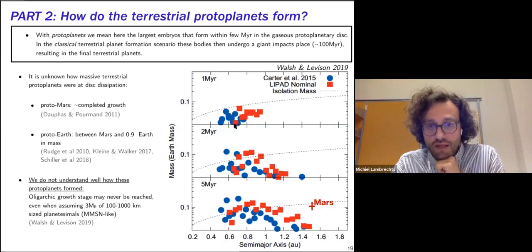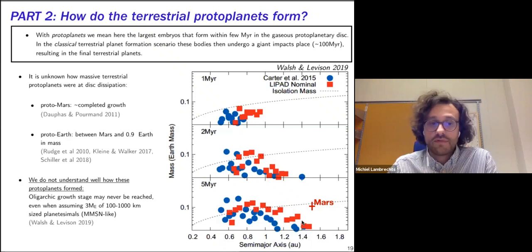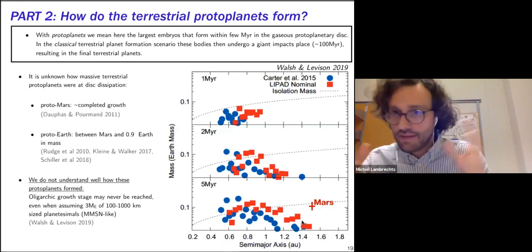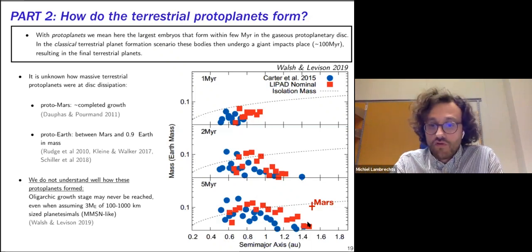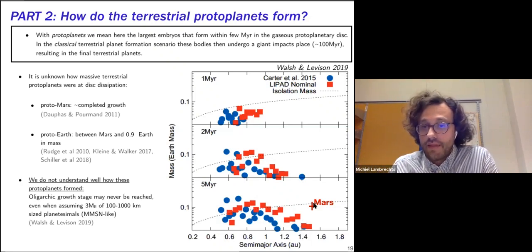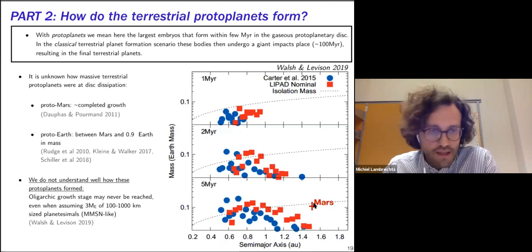Initially, things start off well, but even after a few million years, you can see that growth is essentially just too slow, even starting with 3 Earth masses of 100 to 1,000 kilometer sized planetesimals, so basically like the MMSN, too slow to reach the mass of Mars at a Mars-like orbit. So this is a real problem.